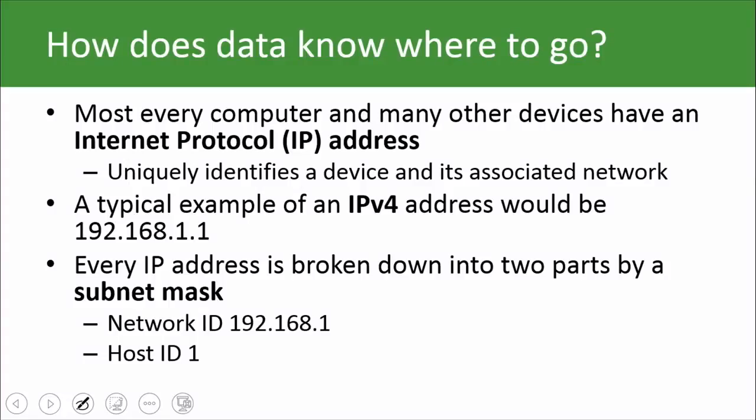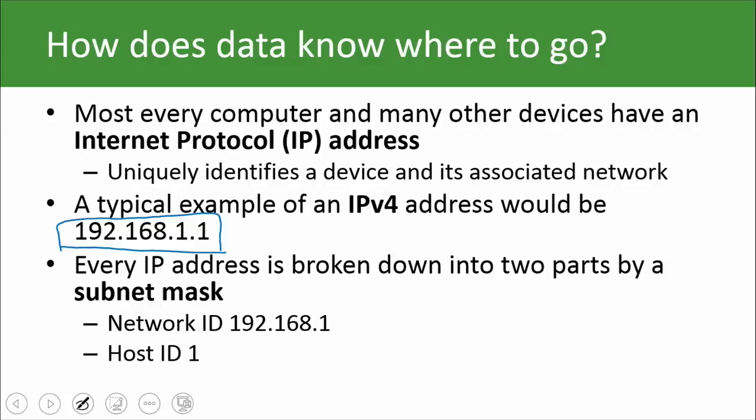All right, so how does data know where to go? Well, we mentioned IP addresses. Those are logical addresses that uniquely identify a device and its network. So an example here would be 192.168.1.1. Every IP address is broken down into two different parts by something called a subnet mask, which we'll detail here in a little bit.